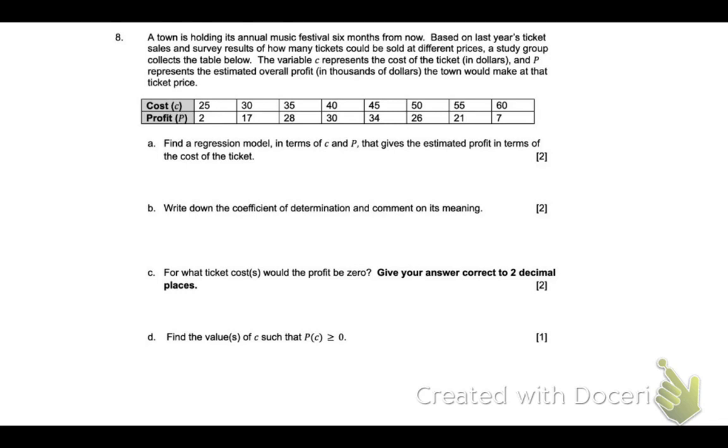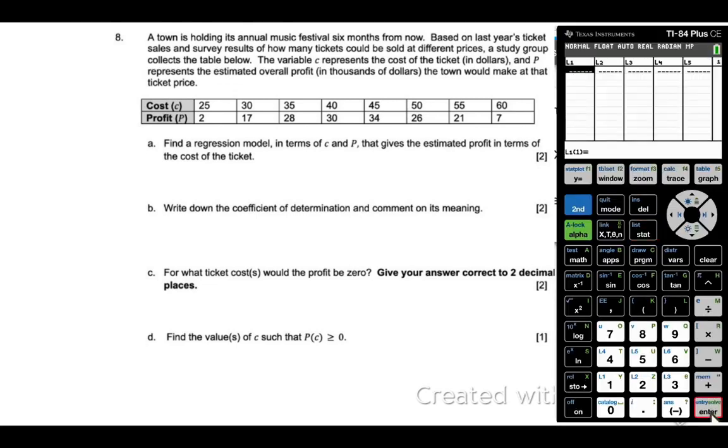So here we can use our graphing calculators to help us find the regression model. In the first step, we go to Stat, click Edit. We enter all the independent or X values in list 1. We enter all of the Y or dependent values in list 2. So in this case, our independent variable is cost, our dependent variable is profit.